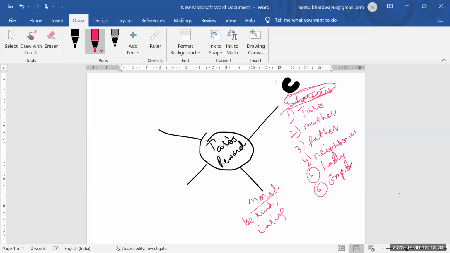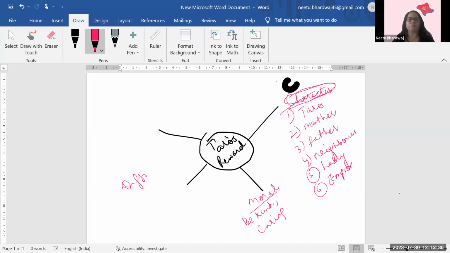Okay. So here, the next can be difficult words. In the chapter, whatever difficult words we have come across can be listed as 1, 2, 3, 4, and so on. So what is going to happen? You have your characters, the moral of the story, the name of the chapter, and your difficult words on one page. So at one glance, you have the entire chapter or the entire poem on one page.